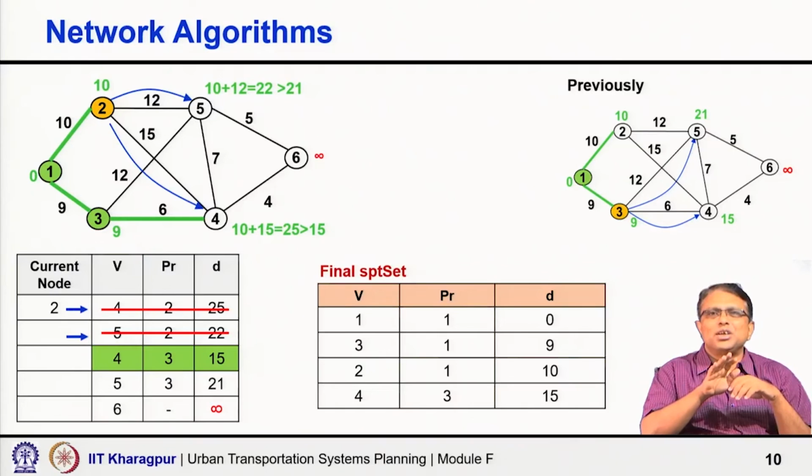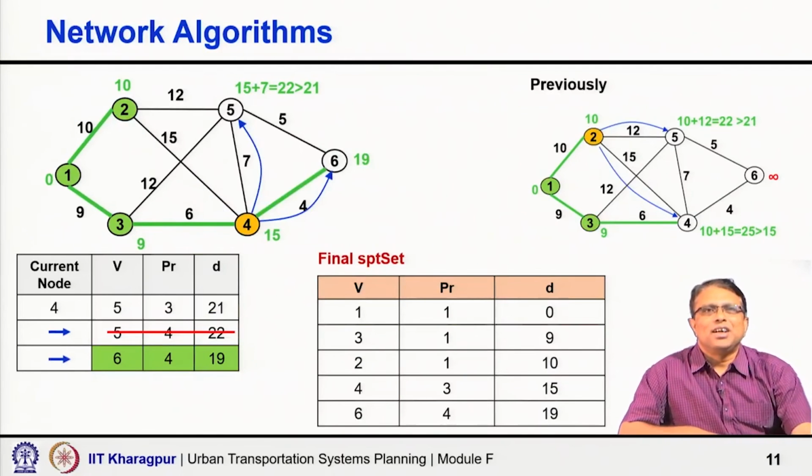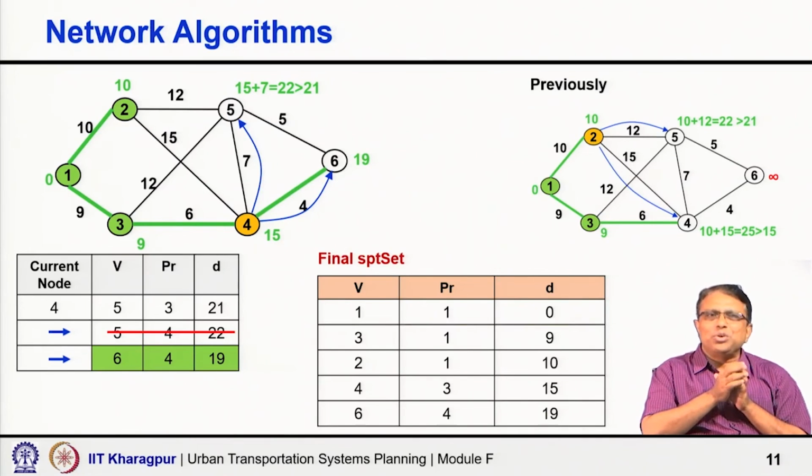I do not change the predecessor or update the cost; my temporary level for 4, 5 remains the same. Now my levels are 4, 5, 6, and 4 has the minimum cost, 15. So, I now permanently level 4 and transfer it. So, 1, 3, 2, 4 are permanently leveled. Next, my new connections are 4 to 6 and 4 to 5. 6 gets updated because it was infinity so far. If I take 1, 3, 4, 6, then 9 plus 6, 15 plus 4, 19. 19 is lesser than infinity.